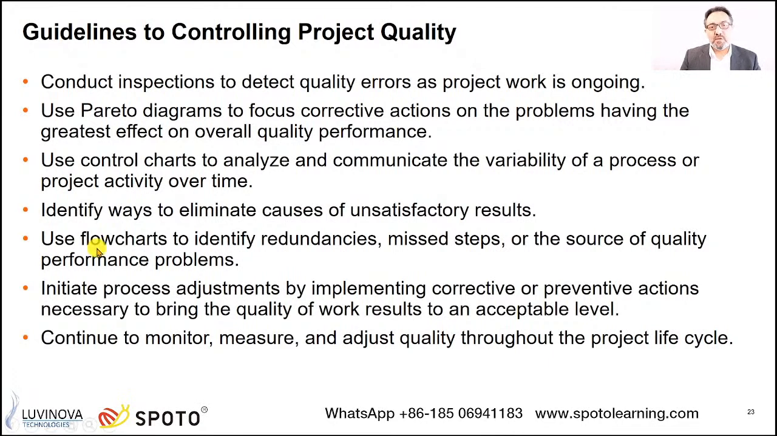So use some flow charts to identify any redundancies. Analyzing your business process, this is the idea. If you do have any redundancy, or maybe you have some missteps in your business process, or the source of quality performance problems, this is the idea of analyzing our business process. Initiate process adjustments by implementing corrective or preventive action necessary to bring the quality of work to an acceptable level. This is the main focus of manage quality, how to improve our work. Continue to monitor, measure, and adjust your quality throughout the project life cycle.